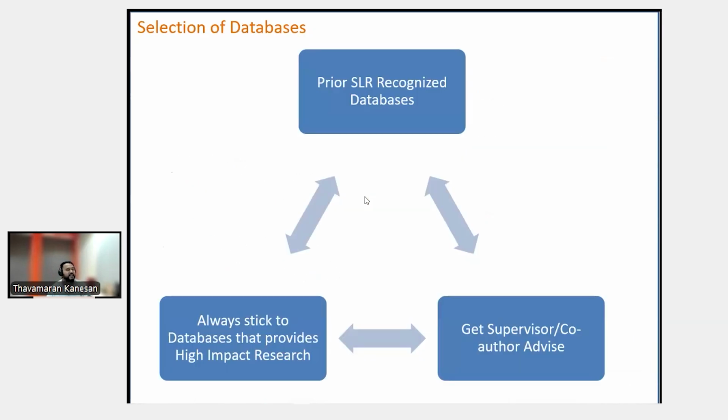Now from there, once the RQ is established, next part: selection of databases. Go based on prior SLR recognized databases, from prior SLR papers.